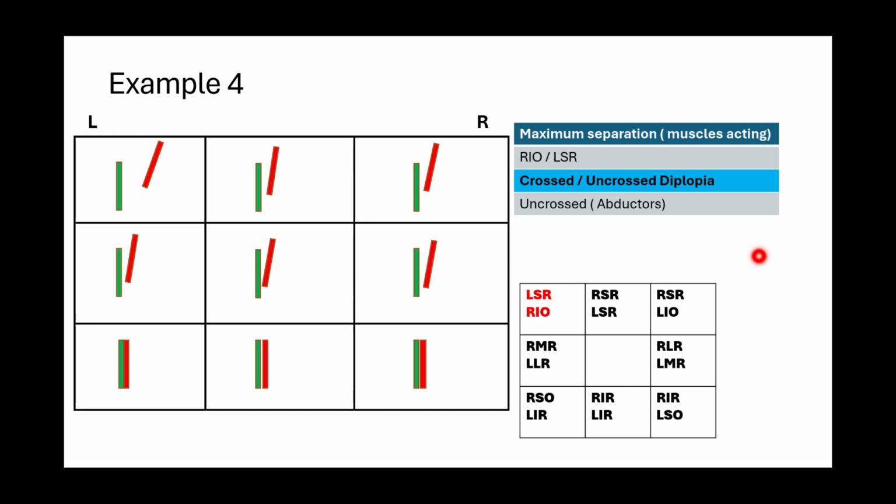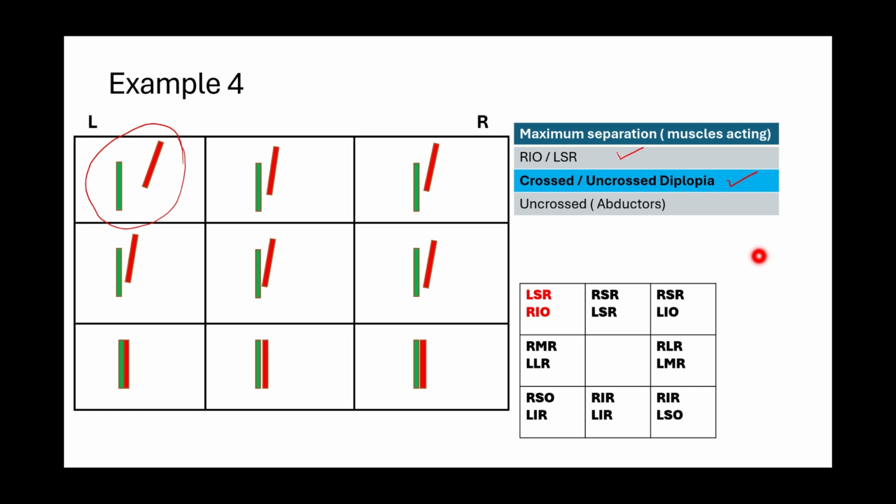Here the maximum separation is in this quadrant. So what is the muscle acting? It is the right inferior oblique or left superior oblique, because in levoelevation these are the two muscles which are acting. Correct. So again, by finding out the maximum separation, we have come to two muscles.